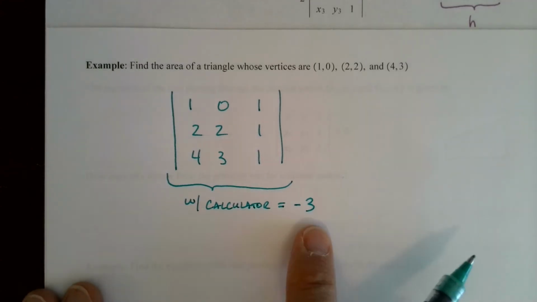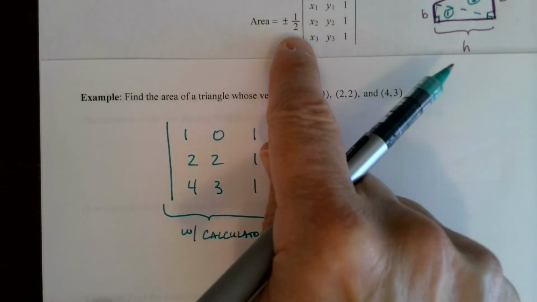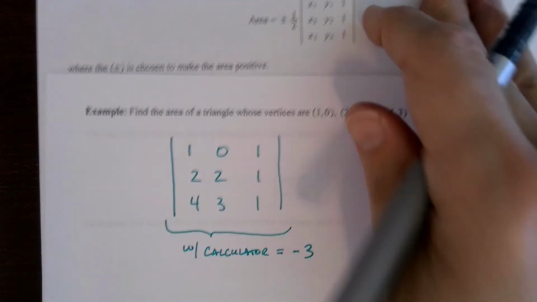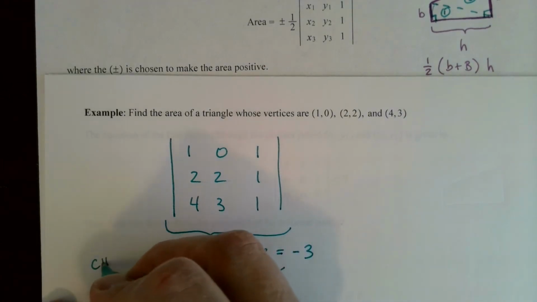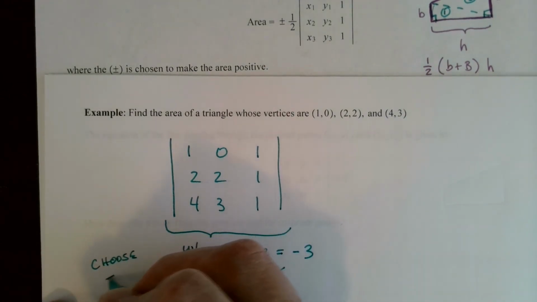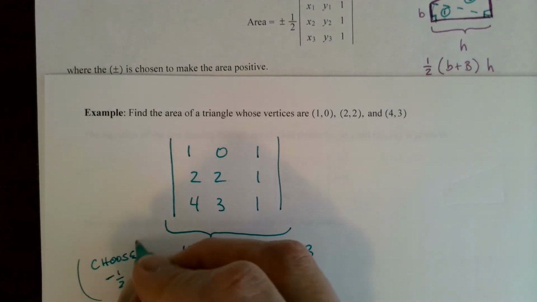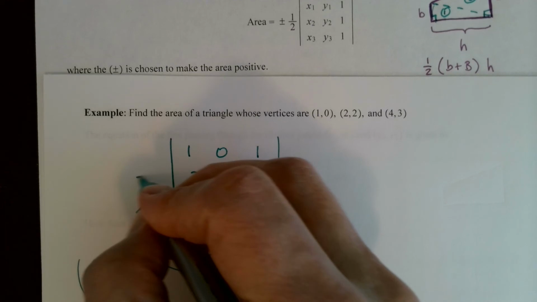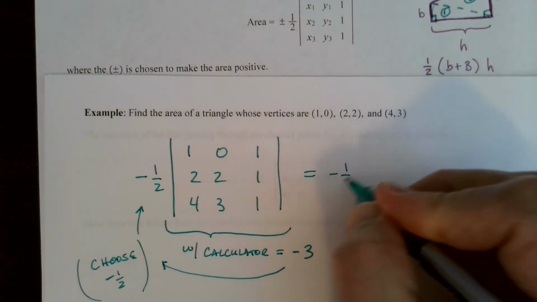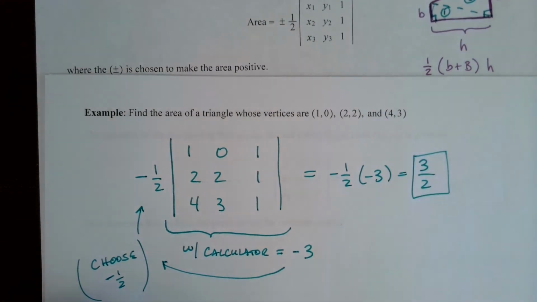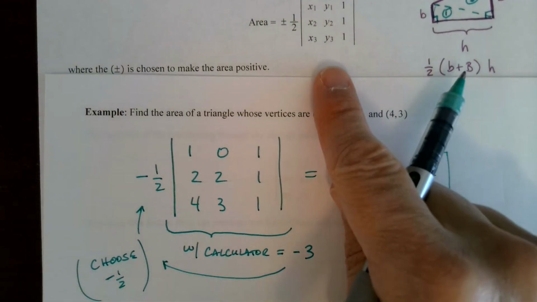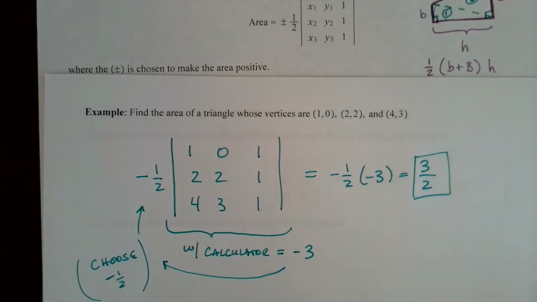But here's the thing: since this came out to be negative, what do I need to do to choose here? I choose whether it's positive or negative. I have to choose this to be negative. So I have to choose negative 1/2 to multiply this thing, so that I get negative 1/2 times negative 3. The area is positive 3/2 or 1.5. Okay, so there's the area of that triangle pretty quick. That's a very efficient method. If you can remember this matrix and how to do it, then this is kind of a neat little way to find the area of a triangle.